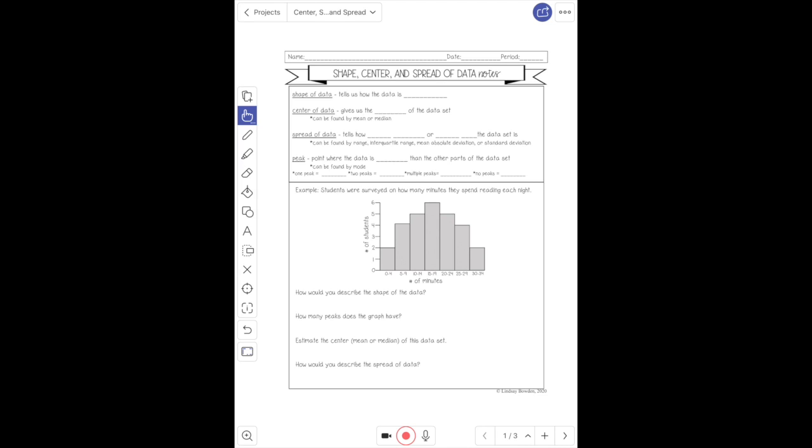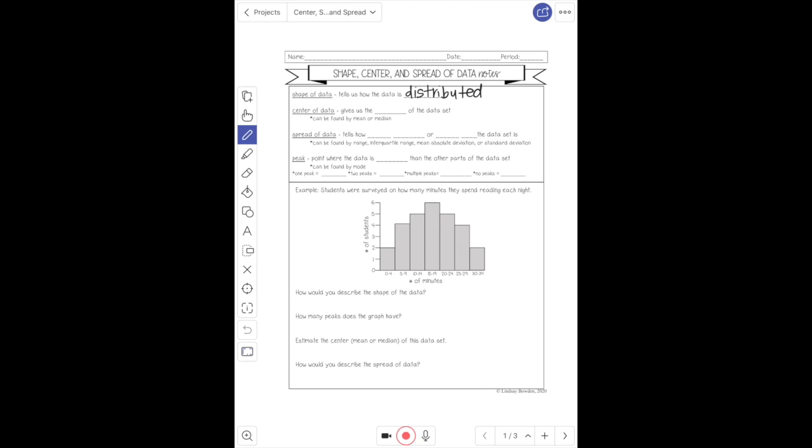In today's video, we're going to be talking about the shape, the center, and the spread of data. When we're talking about the shape, the shape tells us how the data is distributed. Are there more data values on the lower end? Are there more data values on the upper end?